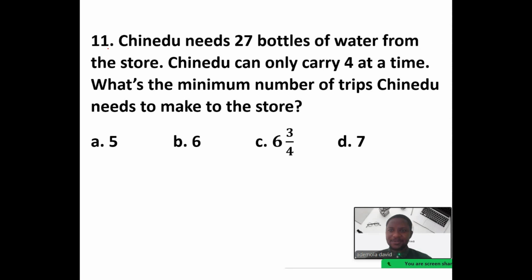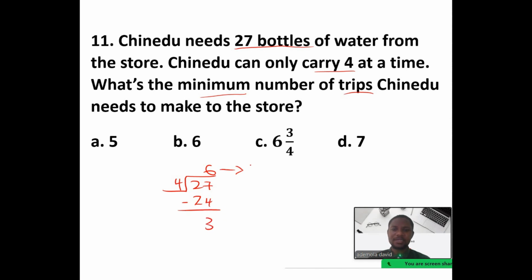Let's go. Question 11. Chinedu needs 27 bottles of water from the store. Chinedu can only carry 4 at a time. What is the minimum number of trips Chinedu needs to make to the store? So it's just to divide 27 by 4, and that will give you 6 times. 6 times 4 gives you 24. When you subtract, you have a leftover of 3.